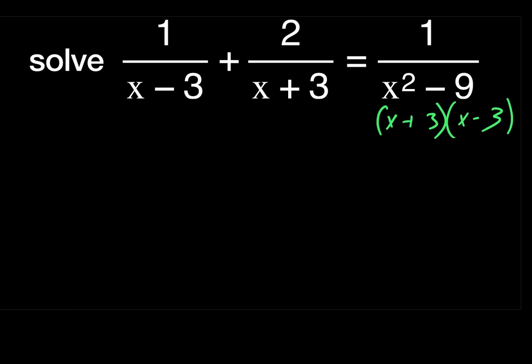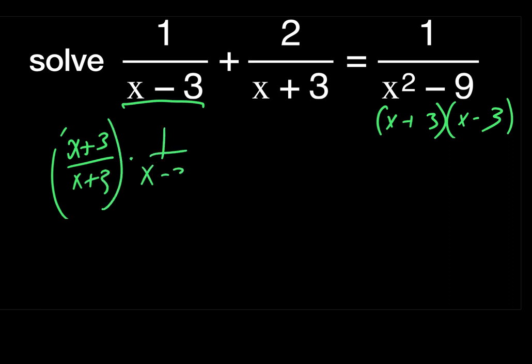Because it's a difference of squares, which we've done not 1,000 times, but I will be dramatic and say we've done this 1,000 times. So in order to have common denominators, I need to get this to also include an x plus 3. So this 1 over x minus 3 is going to be multiplied by 1. And the 1 I'm going to multiply it by is x plus 3 over x plus 3 times 1 over x minus 3.